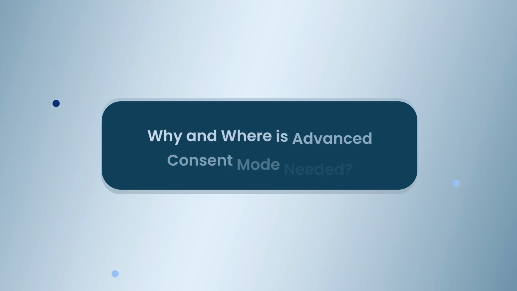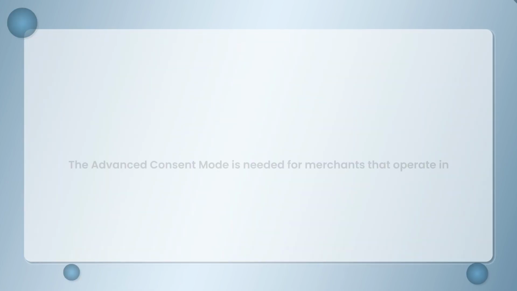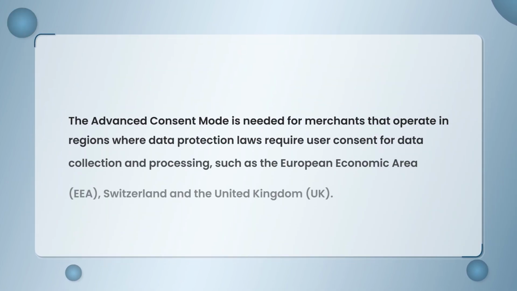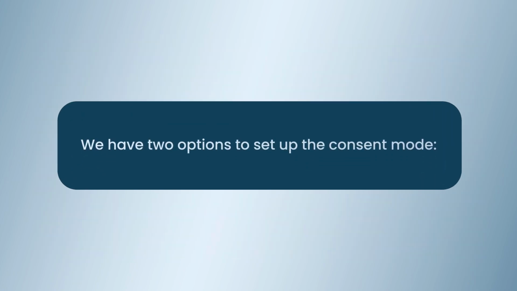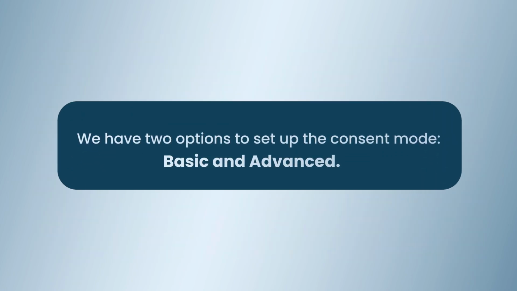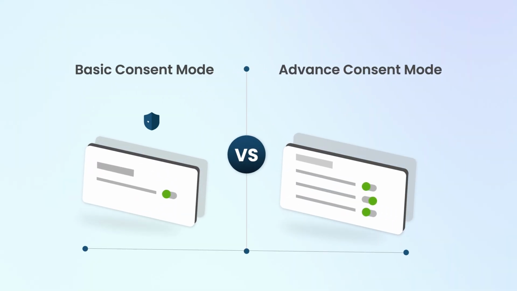Why and where is advanced consent mode needed? The advanced consent mode is needed for merchants that operate in regions where data protection laws require user consent for data collection and processing, such as the European Economic Area, Switzerland, and the United Kingdom. We have two options to set up the consent mode: basic and advanced. Let's understand the difference between basic and advanced consent mode.